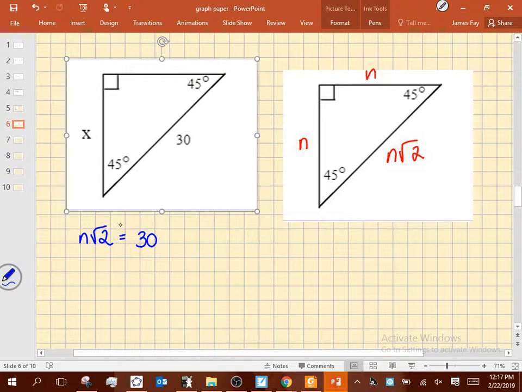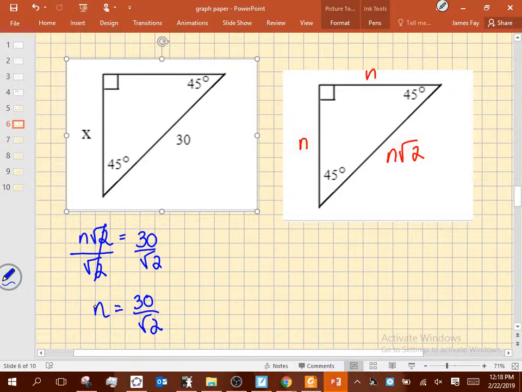So 30 equals n radical 2. Now, all I've got to do is go through the process of solving for n, right? Remember, this radical 2 is a coefficient, so what's the first step here? Divide by radical 2. I'm going to cancel, come over here, divide by radical 2. So that gives me n equals 30 over root 2, right?